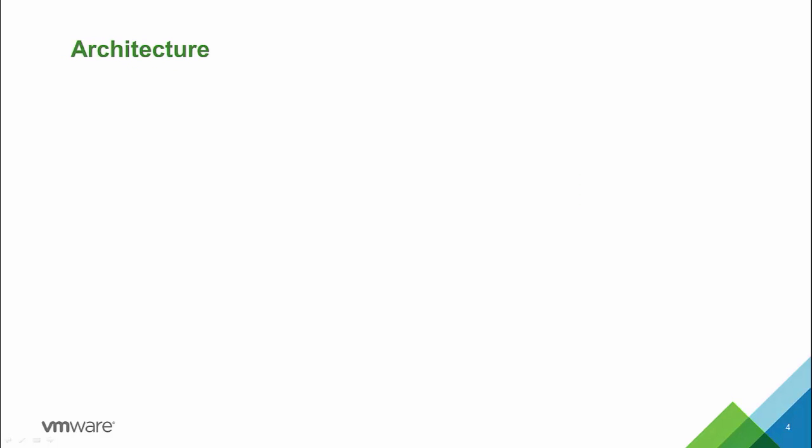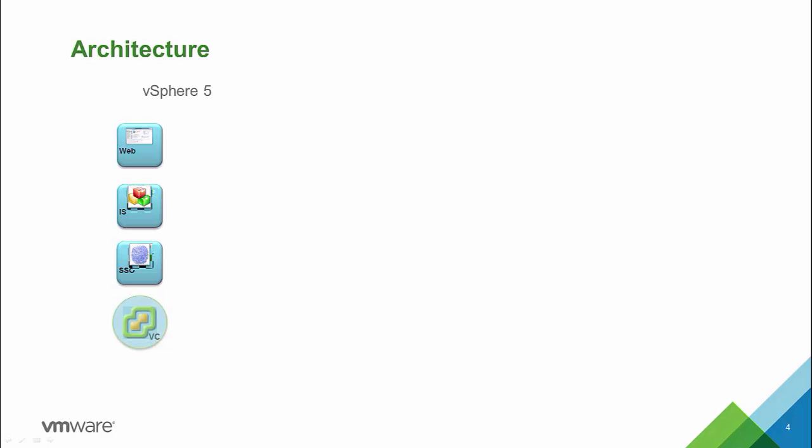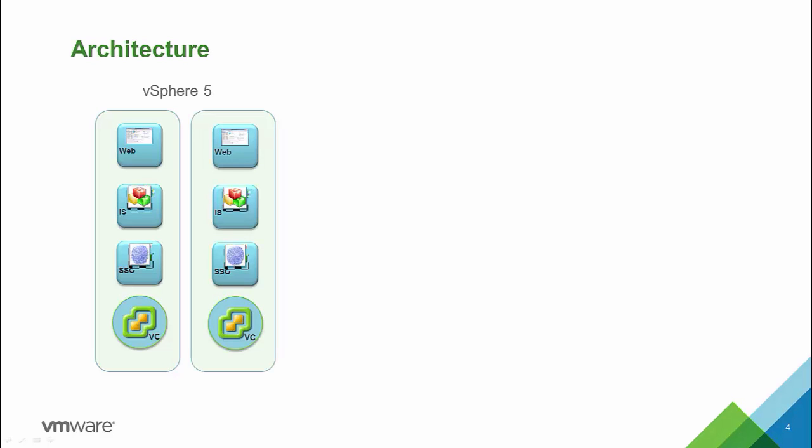Before we begin to talk about vSphere 6, let's have a quick refresher and recap of how things were done in vSphere 5. In vSphere 5 we have four major components: the web client, the inventory service, the SSO server, and the vCenter service. All of these could be installed in their own individual virtual machine if you preferred, or you could group them and install them all in the same virtual machine, as was the case with the simple install. If you wanted to have different sites, you would have to have a different installation of all these components.